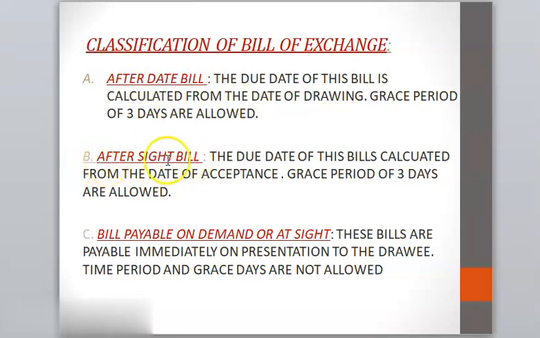After sight bill. Now what is meant by after sight bill? The due date of this bill is calculated from the date of acceptance. Just now we did after sight. So we are going to calculate from when the bill is accepted. Therefore grace period of 3 days are allowed in after sight bill also.